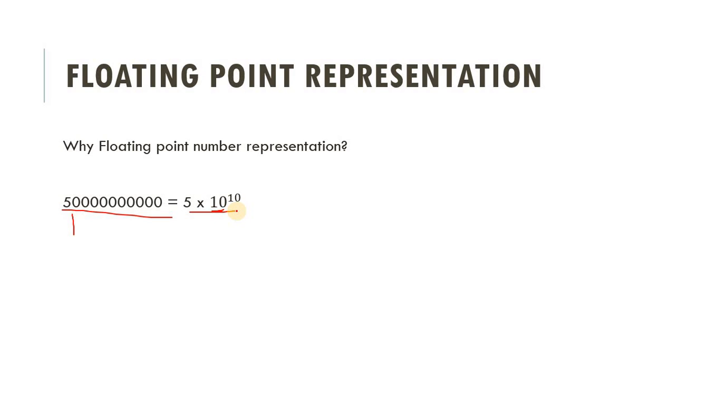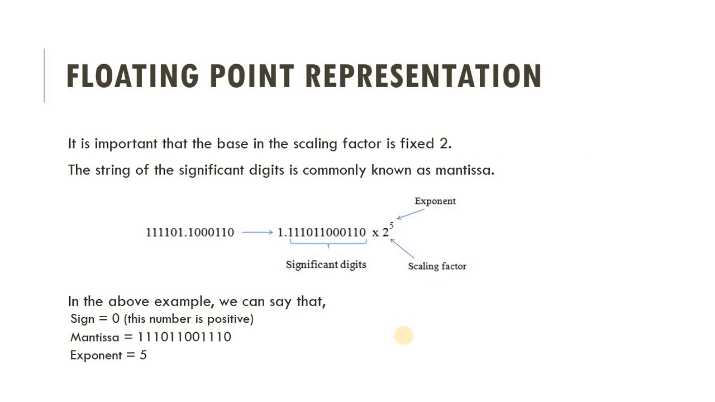That is why floating point representation is very useful to save memory, because fixed point representation requires more bits in memory. It is important that the base, the scaling factor, is fixed at 2, because we are normalizing a binary number into floating point representation. The base is also called the scaling factor. This is called the exponent, and after moving the decimal point to the first location, the remaining number is called the significant digits, or also the mantissa.